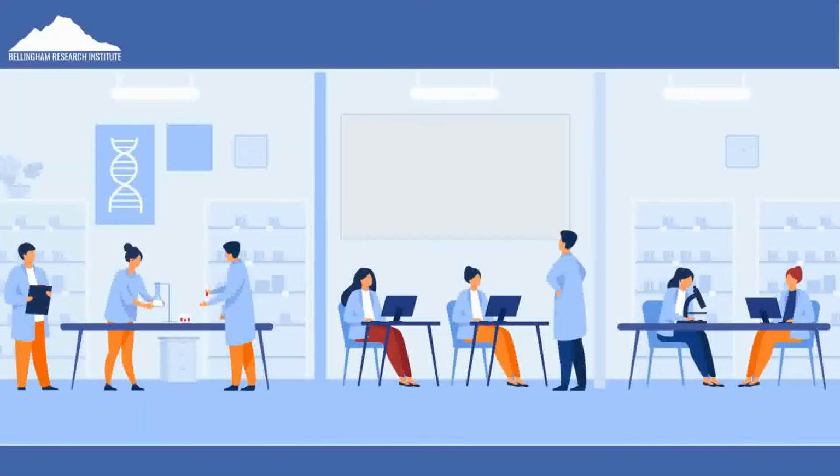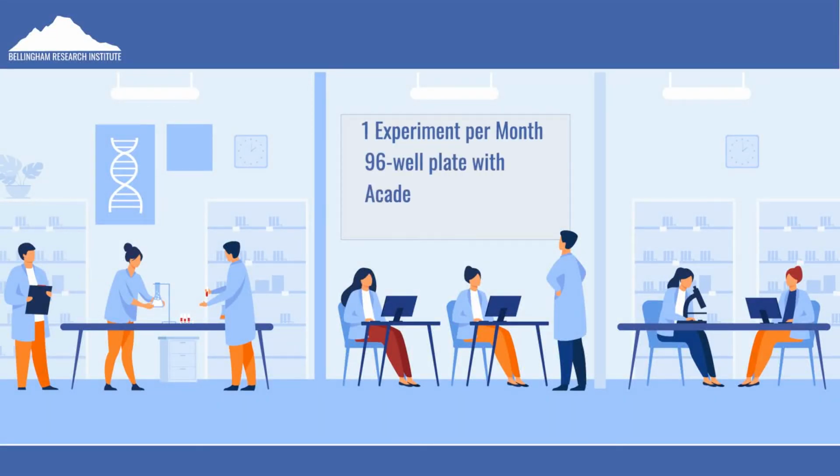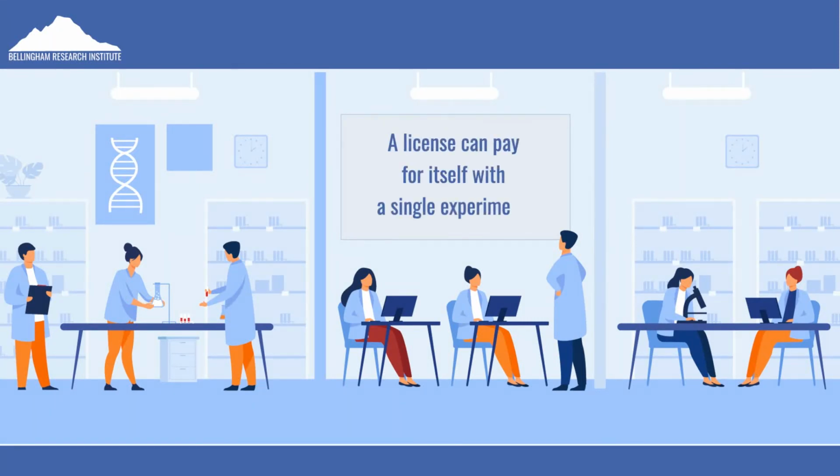If your lab does only 1 experiment per month with an academic license and a 96 well plate, you'll save $1,820 annually. 1 experiment per month with a commercial license and a 384 well plate saves you $7,180 annually. With these savings, an academic license can pay for itself in a single experiment.